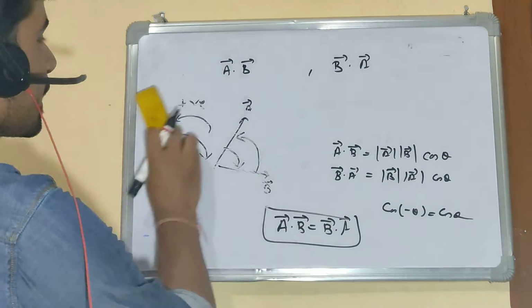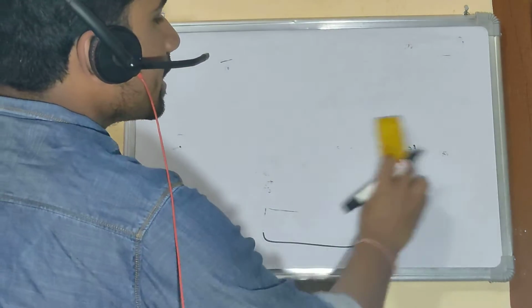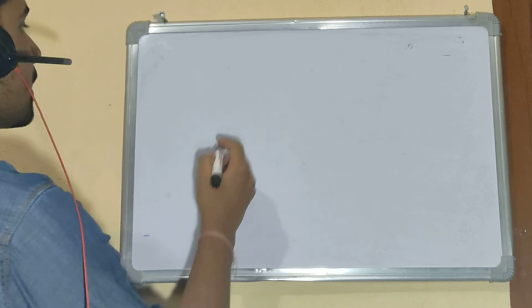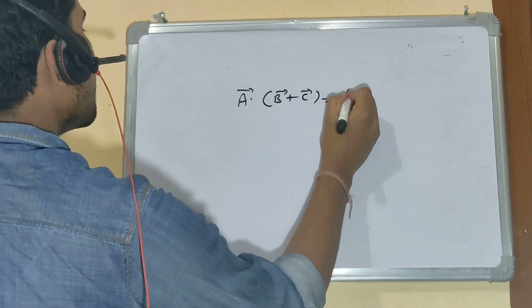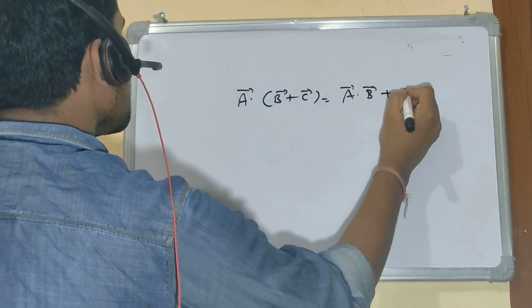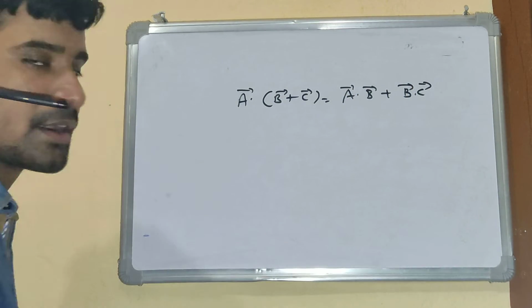Right. And in the last problem we saw that the dot product also follows the distributive law, right? Which means A dot (B plus C) will be what? A dot B plus A dot C, right? Clear? Okay.